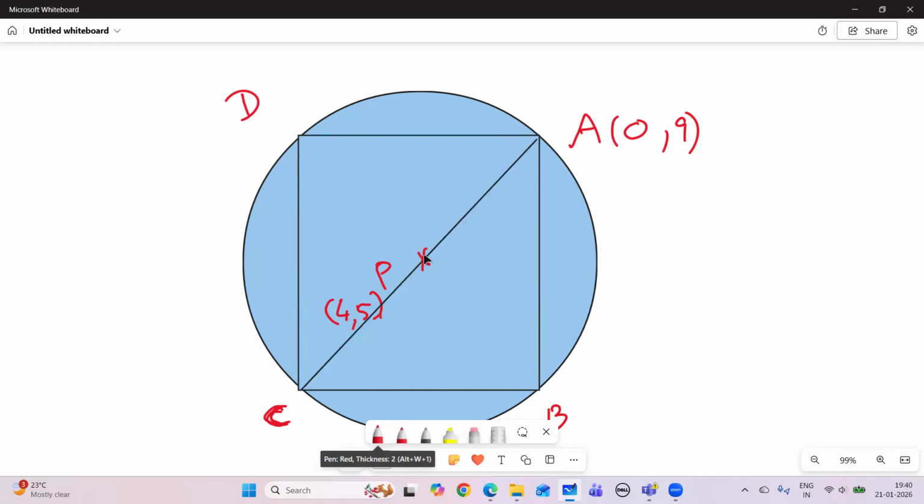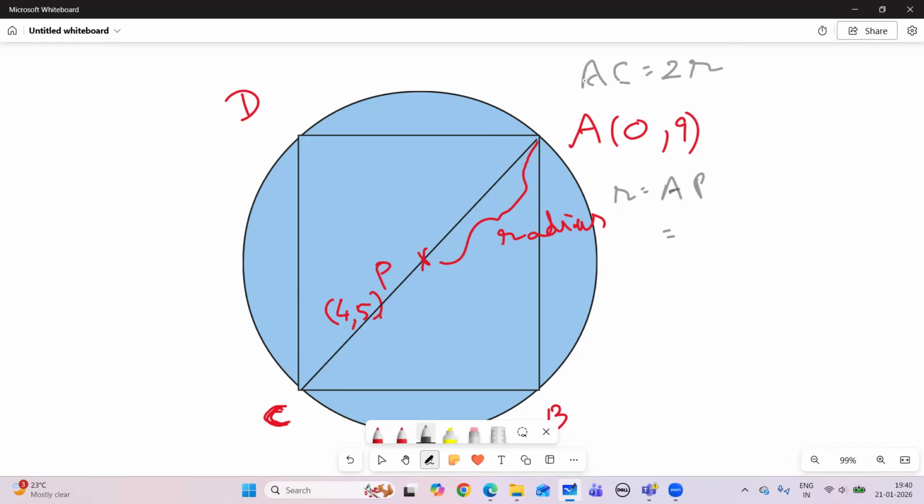And you are given P and A. P is the center and A is on this circle. Therefore, PA becomes the radius. From here to here, it becomes the radius. So we calculate AP, that is radius R. What you need is AC. AC is twice the radius.